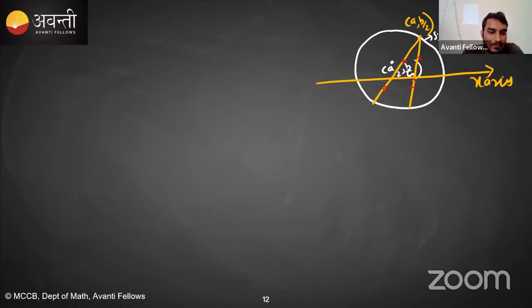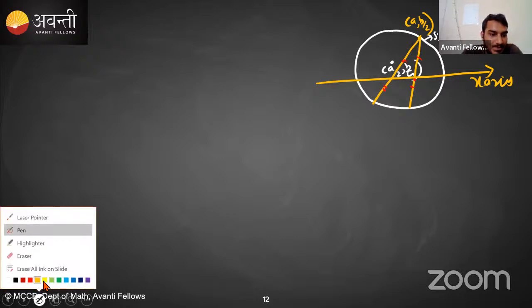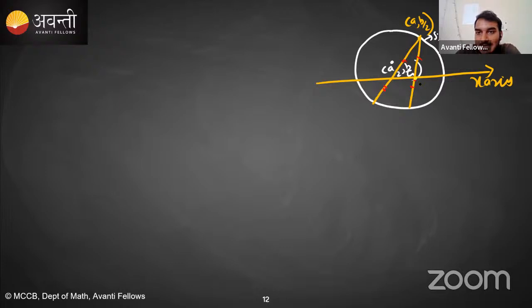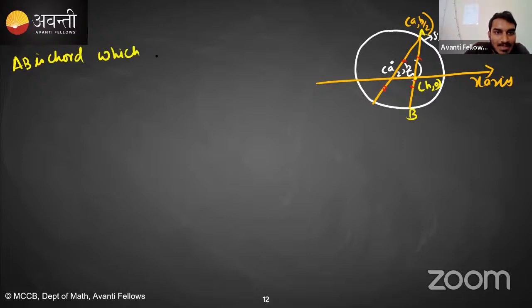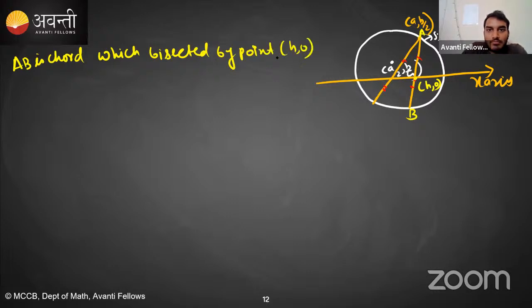So student, सबसे पहले, see, if this chord, let's say this chord is bisected by the x-axis, right? So any point on the x-axis can be given as, let's say, h comma 0. Yes or no? So now let's say this point is A and this point is B, right? So AB is a chord which is bisected by point h comma 0. Yes or no?